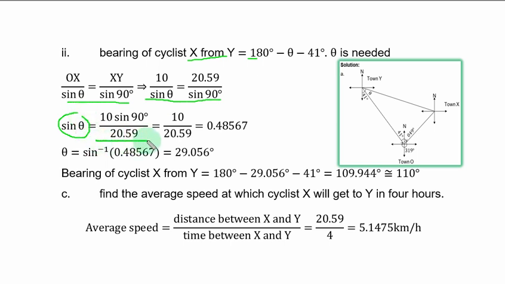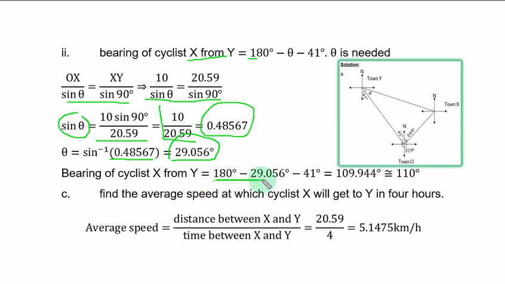You make sine theta the subject: you cross multiply and divide by 20.59. You have it in this form. You know sine 90 is 1. 1 times 10 is 10 over 20.59. If you divide, you have 0.48567. To get theta, you take the inverse sine of 0.4857, and that gives 29.056 degrees.